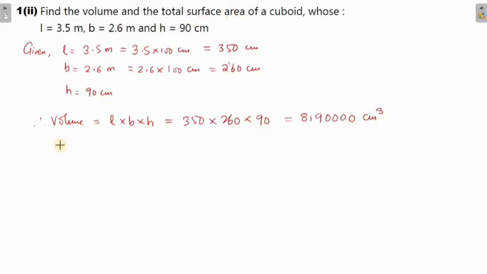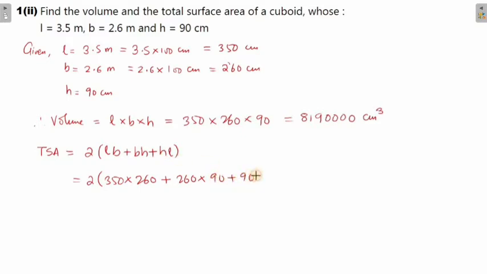Now the question is asking you to find total surface area also. The formula for total surface area is 2 into LB plus BH plus HL. So this is the formula. Let's put the value now. 2 into, L is 350 into B, B is 260, plus B is 260 into H, H is 90, plus H that is 90 into L, L is 350. So let's quickly calculate this.